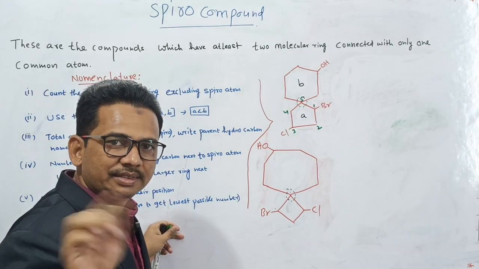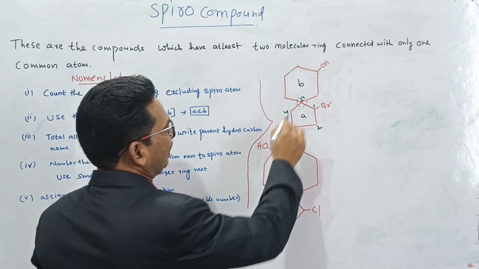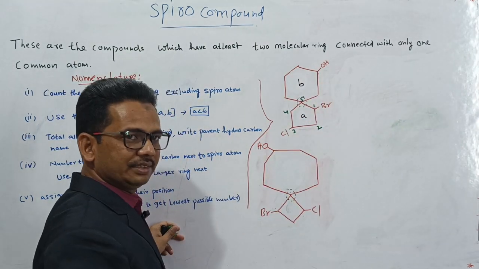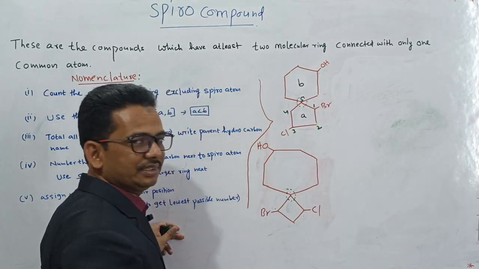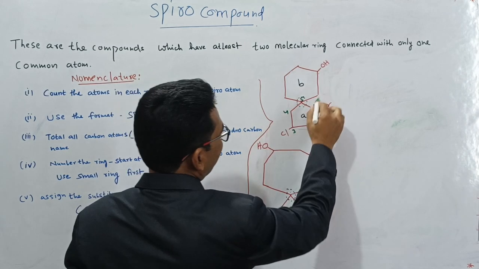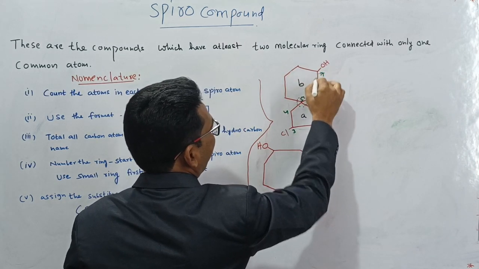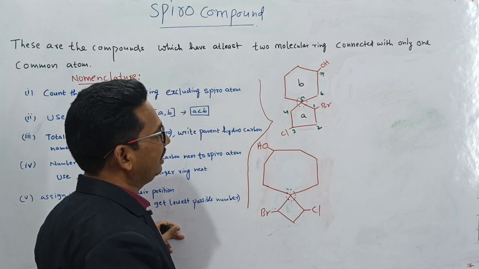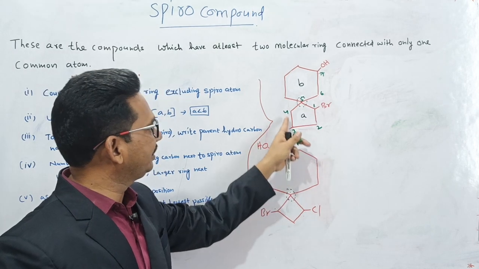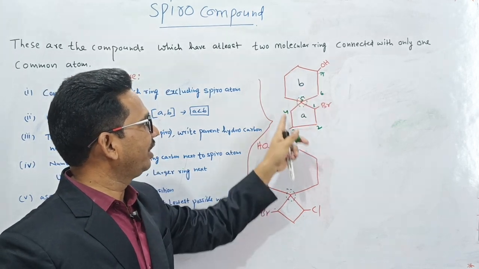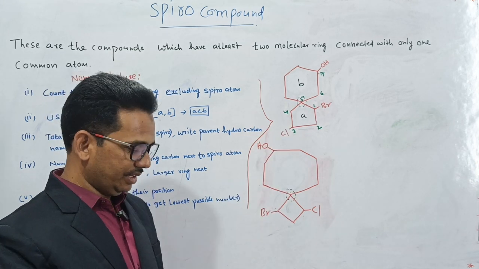Then see, for the next numbering, in which way you have to go also depends on the substituent. If I go from this side, 6, 7, 8, 9, the 9th position will come. If I go from this side, 6, 7, the substituent gets 7 from this side and 9 from the other. Now see, it is getting the lowest possible number. All the substituents should get the lowest possible number. In that way we gave the numbering.